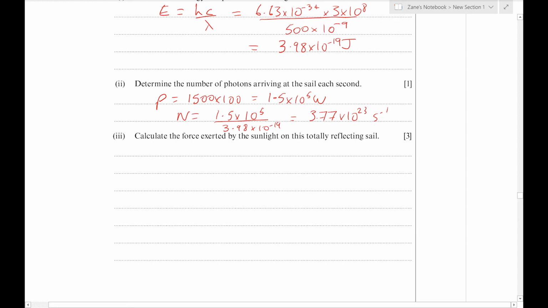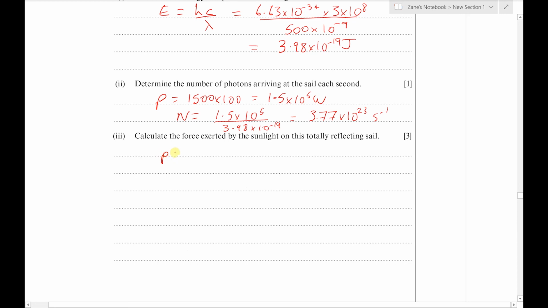Now the last part of the question is to calculate the force exerted by the sunlight on the totally reflecting sail. The point here is that Newton's second law tells us that force is rate of change of momentum. So if we find the total change of momentum per second of the photons, that would be equal to the force that the photons are experiencing from the sail. And if we apply Newton's third law, the force that the photons experience from the sail is the same size as the force that the photons exert on the sail.